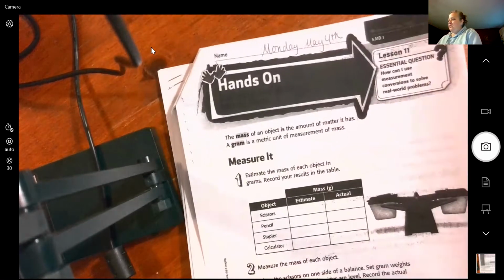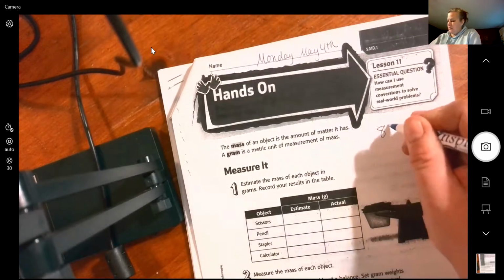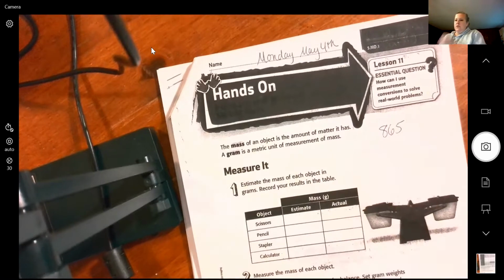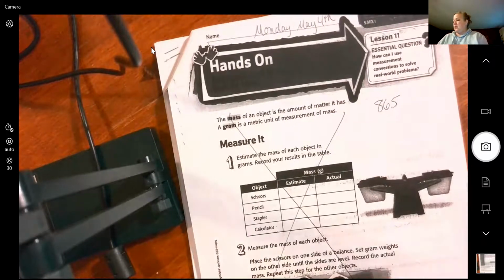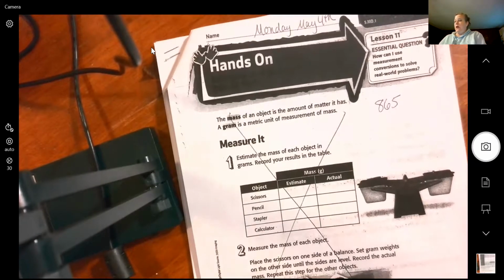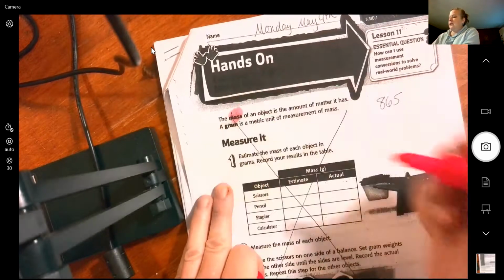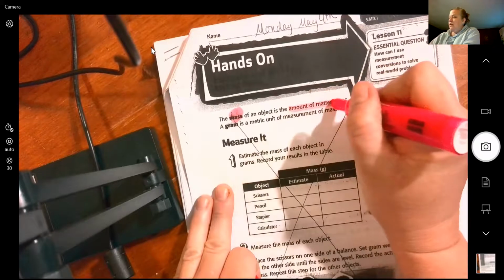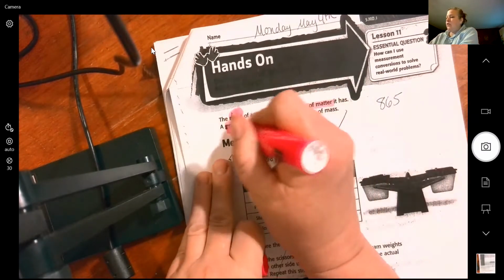All right, so you have a few problems to work on, and we're going to move on to our Monday assignment. This is on page 856 or 865. Now, you can't do these because you don't have a pan balance, but we're going to do an online pan balance. So mass, we talked about this in science, is the measure of the amount of matter. The measurement we use is a gram.